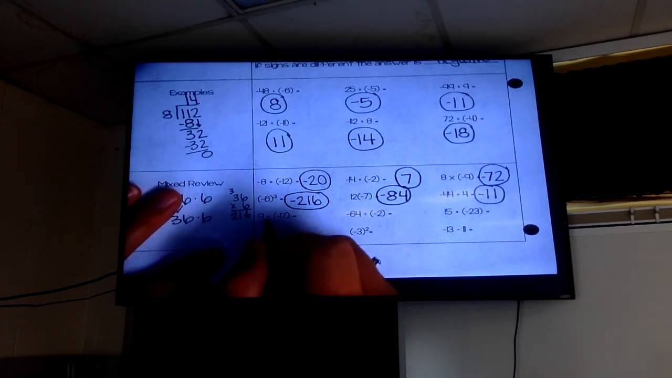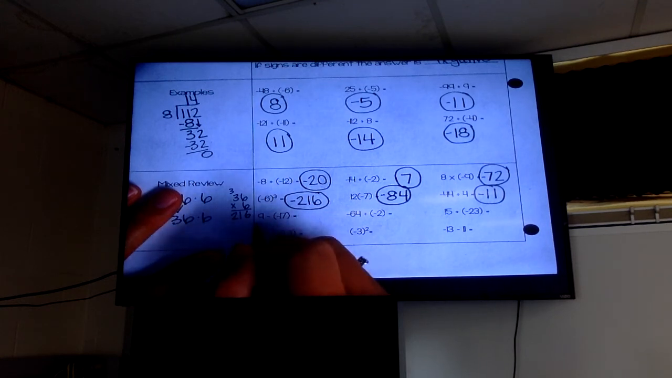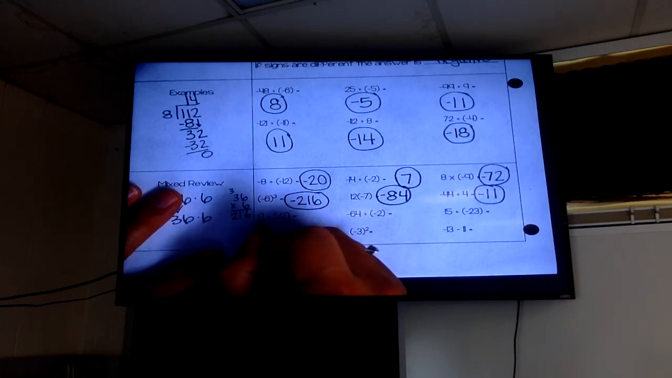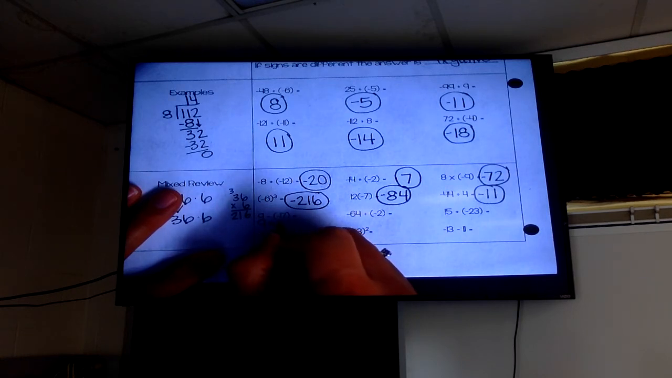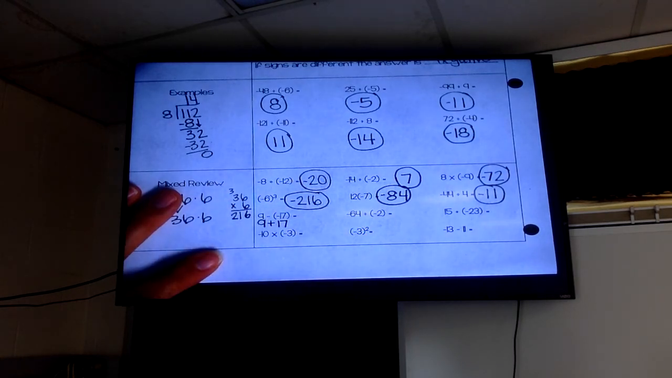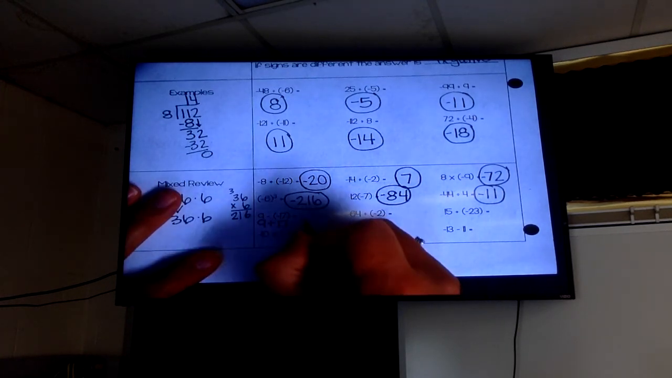Here's a subtraction problem. Now remember, with subtraction, we have to change it to addition. We have to do that LCO, leave, change, opposite. So I'm going to leave the 9, change to addition. My negative 17 becomes a positive 17. So really, I'm just doing 9 plus 17, and that would give me 26.